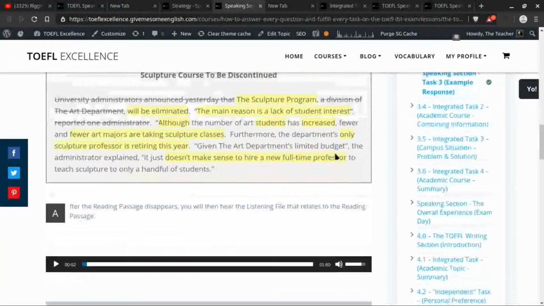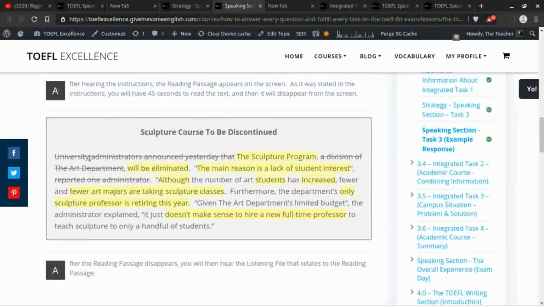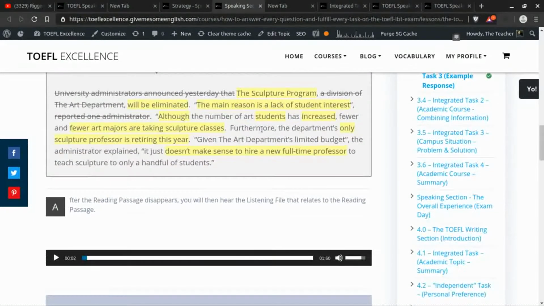Now, up here, you'll notice that on this page within the course, I gave an example of the type of information that you have to skim for in the actual text. And I crossed out the information that would not be important. So I highlighted the information which would be the things that are the most important. So it's the title, Sculpture Course Discontinued. The sculpture program will be eliminated. The main reason is the lack of student interest. Although students increased, fewer art majors taking sculpture classes. Only sculpture professor is retiring this year. Doesn't make sense to hire a new full-time professor. That's all the information that you need.